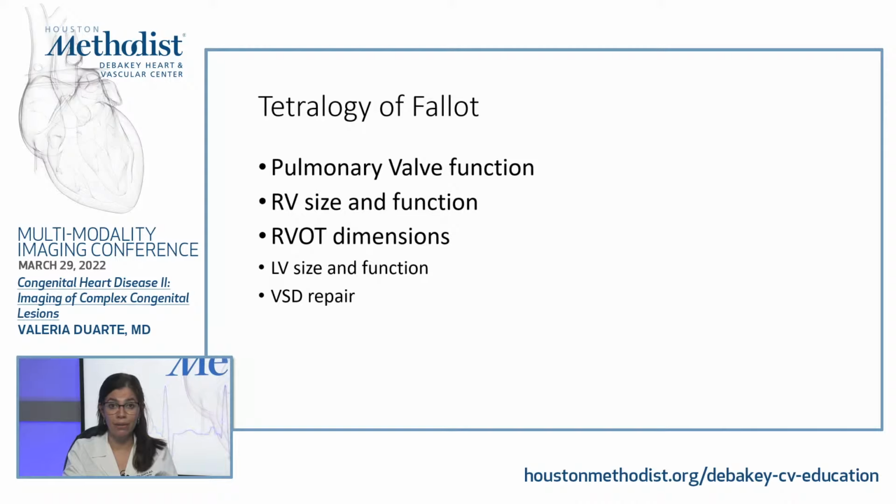And there are other things that can happen to Tetralogy of Fallot patients, like LV dysfunction and also sometimes residual VSDs. This is infrequent, but we need to look for them because sometimes we do find them. Rarely, but we do.